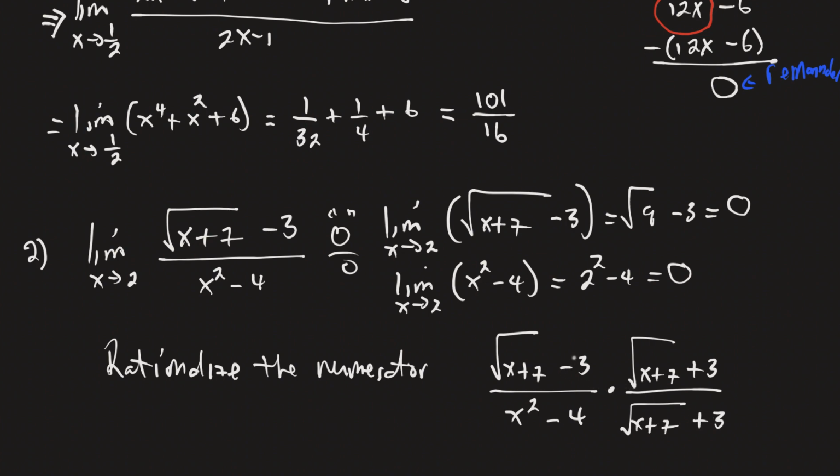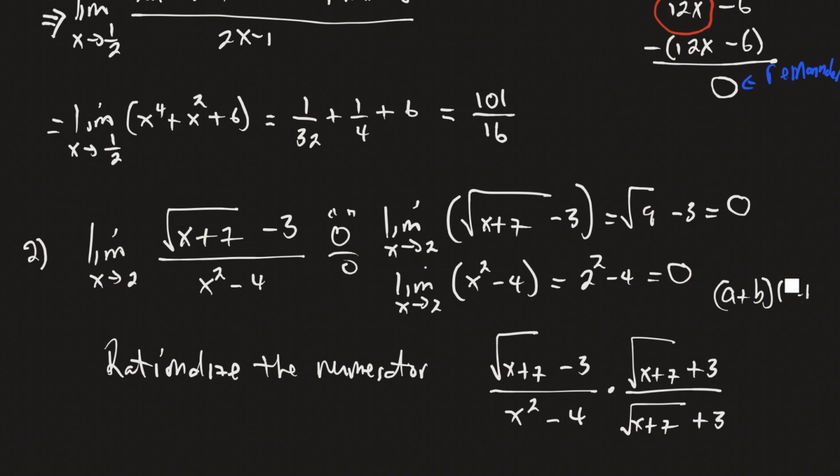But the conjugate is essentially almost the same algebraic expression, but the operation between the two terms is switched. So instead of the original expression having a minus, I'm now going to multiply it by another expression that has a plus. And why do we do that?